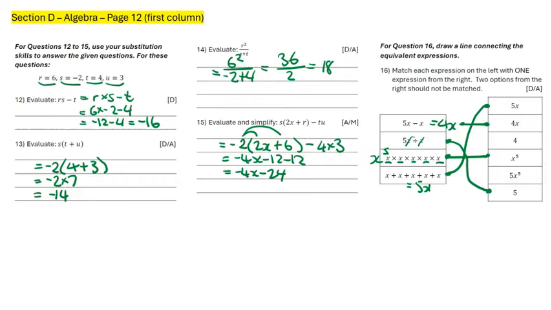Just a reminder, if you try to connect 2 with 1, the teacher's just going to mark that wrong. So make sure you're only connecting 1 with 1. If you've got it wrong and you change your answer, just make sure the change is clearly crossed out, and then you put in your new answer afterwards.